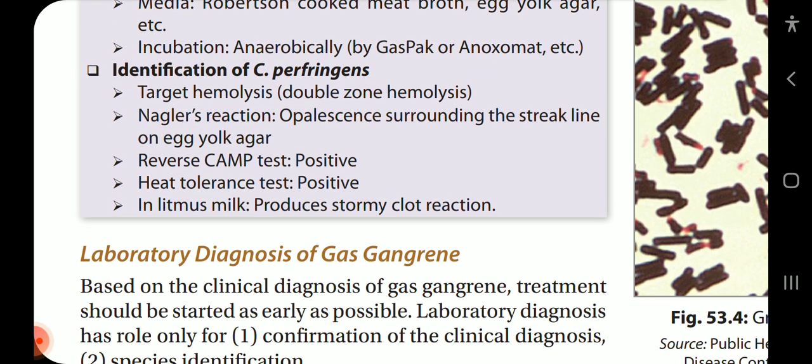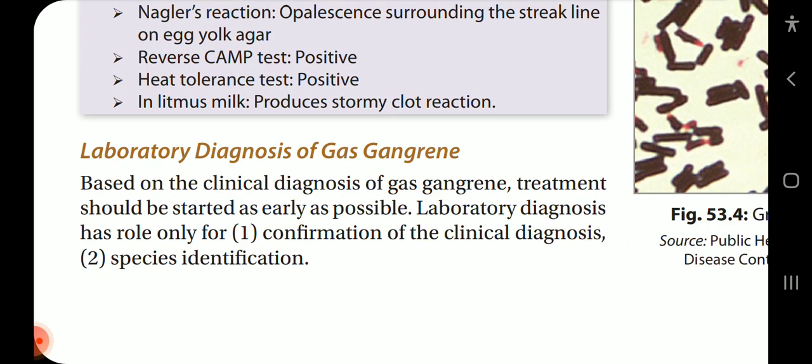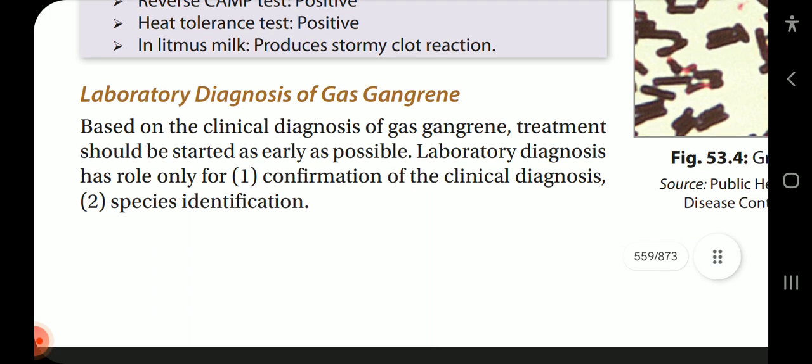Incubation anaerobically by gas pack or anaerobic jar, etc. Identification of Clostridium perfringens: target hemolysis, double zone hemolysis, Nagler's reaction, opalescence surrounding the streak line on egg yolk agar. Reverse CAMP test positive, heat tolerance test positive, and litmus milk produces stormy clot reaction. Lab diagnosis for gas gangrene.